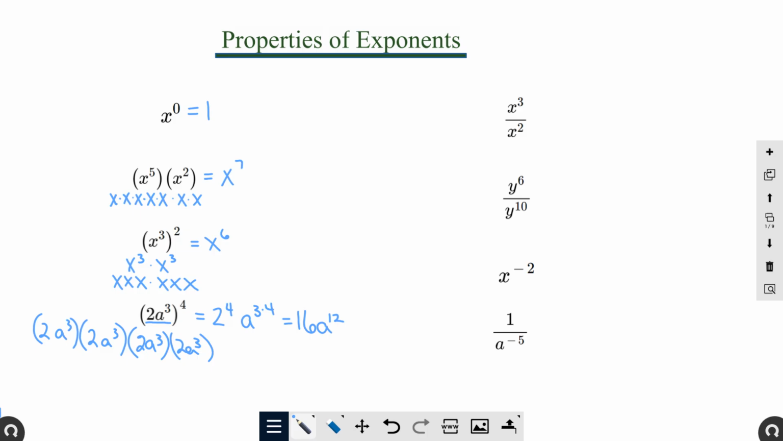All right, let's sing one more song. If there's a power over a power, you subtract. That's right. Now, how I remember to do these is I subtract the bigger number from the smaller number and put my answer wherever that bigger number is.